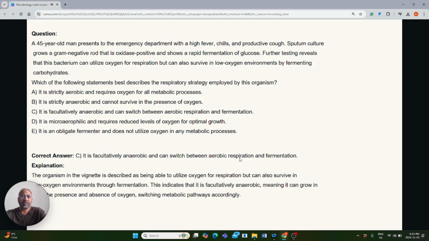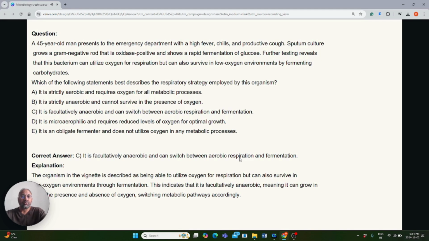So first read the last line. What does the last line say here? Which of the following statements best describes the respiratory strategy employed by this organism? So the question is asking you about the respiratory strategy, and a lot of the question is based on what we just learned about the respiration of bacteria, where here we have a bacterium which is able to survive in oxygen by utilizing oxygen, and also can survive in low oxygen where oxygen may not be present. So this is basically a facultative organism, right?